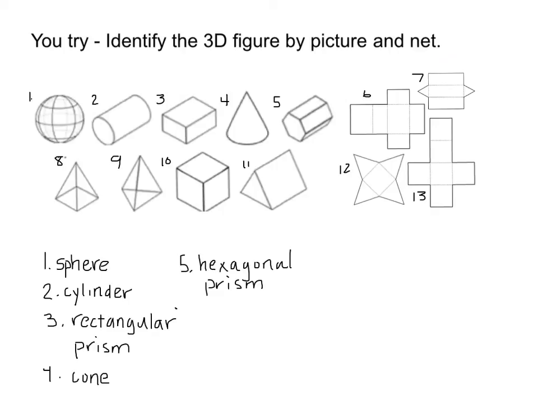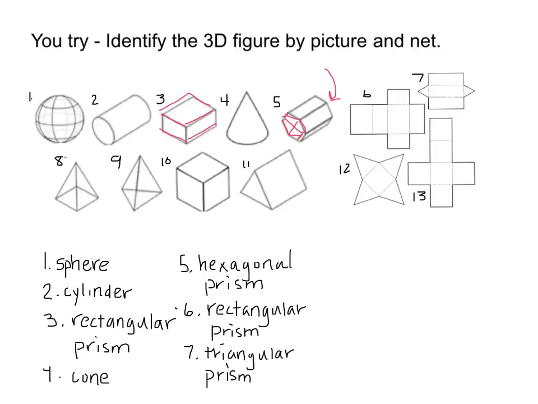Our second one is a cylinder. Our third is a rectangular prism. You can see there is a rectangular base right here, and there would be an identical rectangular base on the bottom. 4 is a cone, and 5 is a hexagonal prism. Now you will notice that the hexagon shape here is not actually on the bottom of the figure. They've turned it so that you can see there is one hexagon here, and then there would be an identical one on the back side. 6 is a rectangular prism when it's folded, and 7 would be a triangular prism when it is folded.